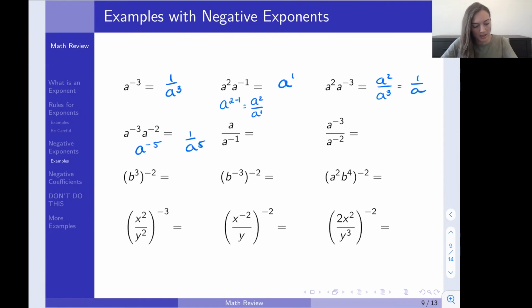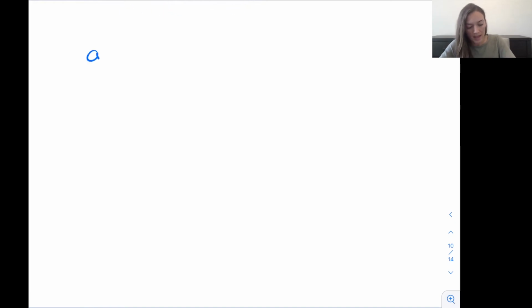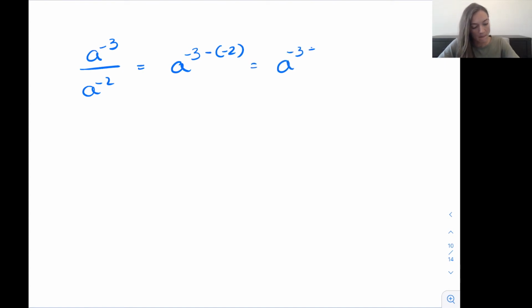Okay, so we said that this was a squared. And so now the same thing for this next one. We have a to the negative 3 and a to the negative 2. So let's just look at this a little bit more carefully. So we have a to the negative 3 over a to the negative 2. Now there's a couple different ways you could look at this. We can say, all right, this is a to the negative 3 minus negative 2, and that will give us a to the negative 3 plus 2, which is a to the negative 1, which is 1 over a.